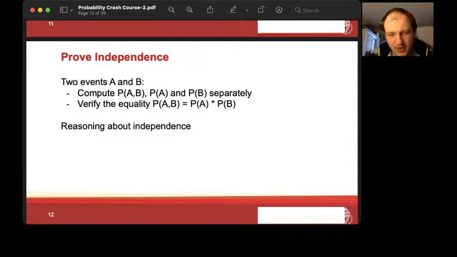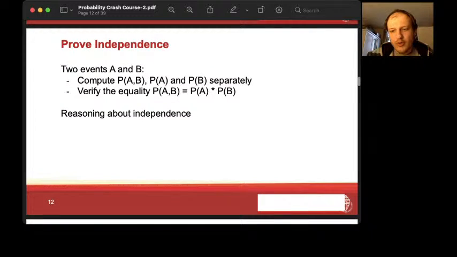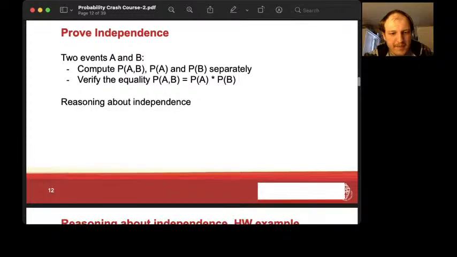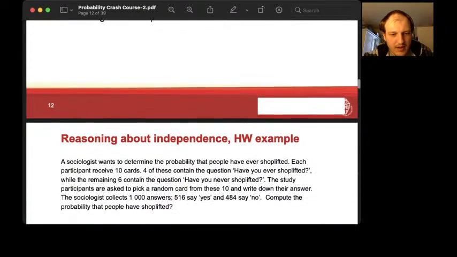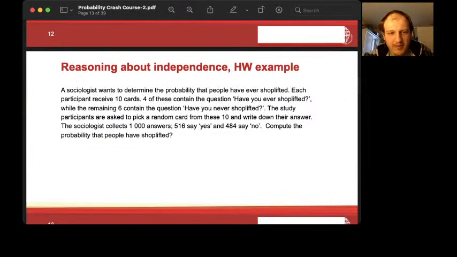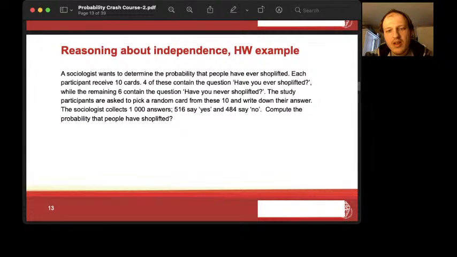And if you don't know that they're independent, you cannot just say that P(A) times P(B) is equal to the joint probability of A and B. You need to know first that they're independent. And yeah, in some cases, we can reason about independence. So here I'm going to use one of the examples in the homework to discuss how we can reason about independence.